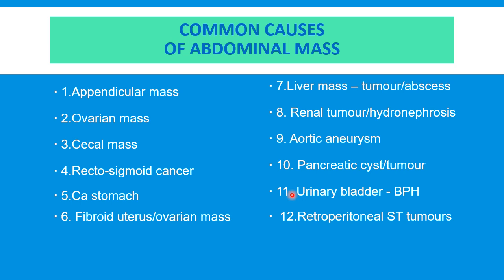Again, with urinary bladder masses, an enlarged bladder, classically you cannot get above it or below it, and on percussion it will be dull and cystic. And lastly, we come to retroperitoneal soft tissue tumors. Apart from the major organs in the retroperitoneal area, it also consists of soft tissues like muscles, and tumors from these tissues can arise: retroperitoneal soft tissue tumors.